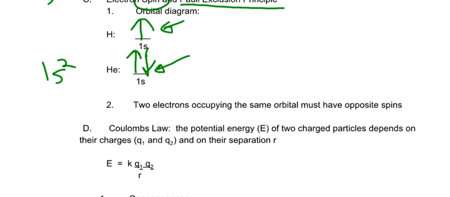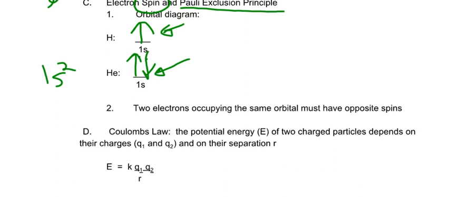And this ties in with Coulomb's law, and we're going to revisit Coulomb's law later on, but understand this is a very important concept in this part of the unit. It says the potential energy of 2 charged particles depends on their charges, Q1 and Q2, and on their separation R. R is your radius. How far apart are they? So if I'm talking about 2 charged particles spinning in opposite directions, one would have, let's say, a charge of a plus, and the other one has a charge of a minus, okay?